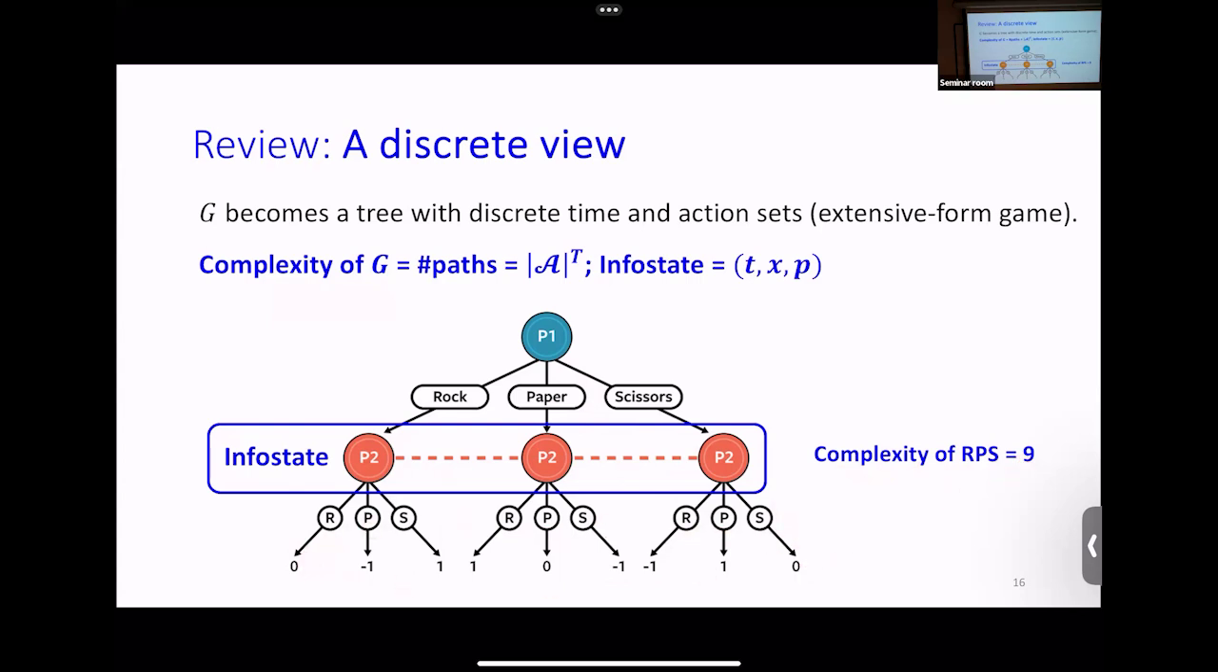And the second thing is that there are parts of the nodes that cannot be distinguished by some other players. So for example, here, player 2 cannot distinguish these 3 orange nodes because when player 2 makes his decision, he really doesn't know what has been played by player 1 because it's played in player 1's mind, right? So these nodes cannot be distinguished by player 2, and we call that an info state.